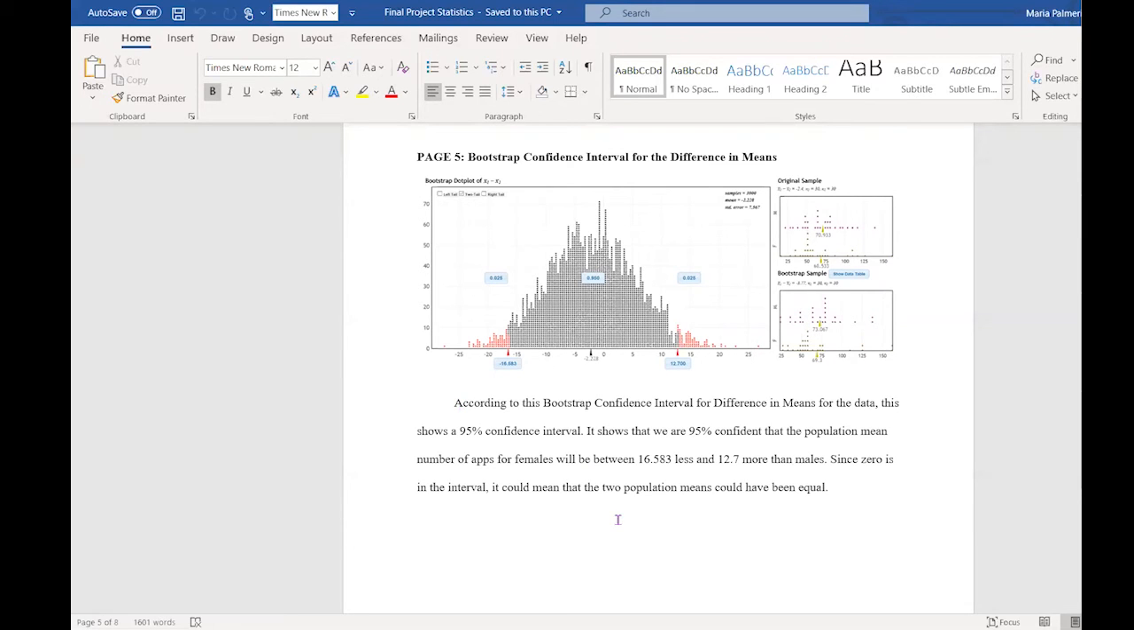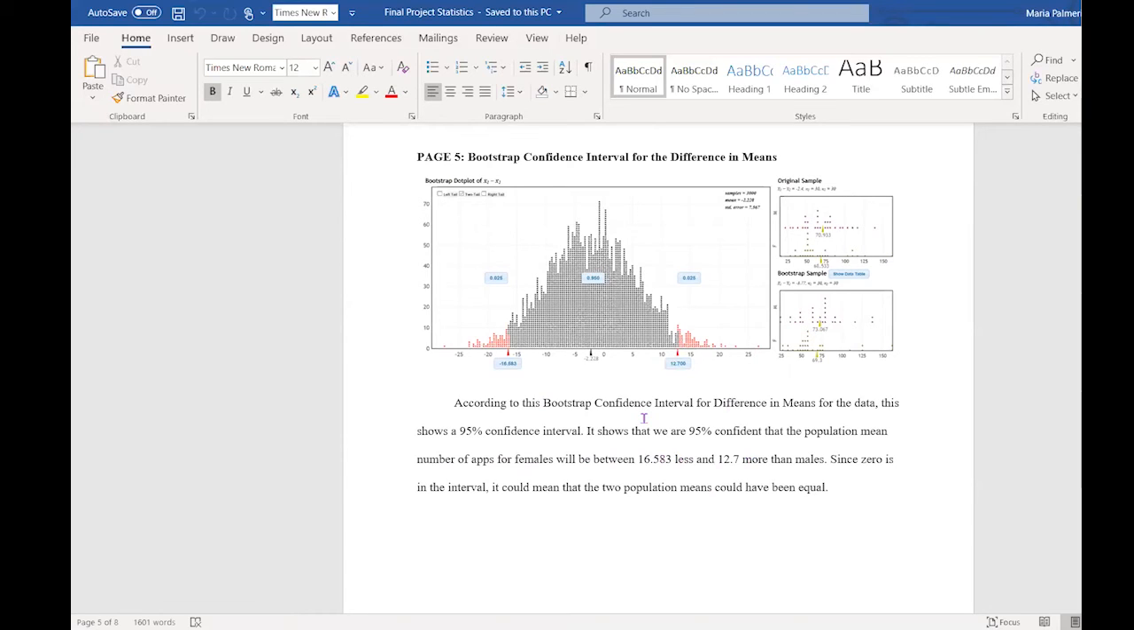So according to this interval, it shows this 95%, and it's the 95% of the data is between these 2 points, but it means that the number of apps for females will be between 16.583 less, that's this number right here, to 12.7 more. And the reason we write less and more is because this one over here is a negative number and this one is a positive. So that's key for difference in means.